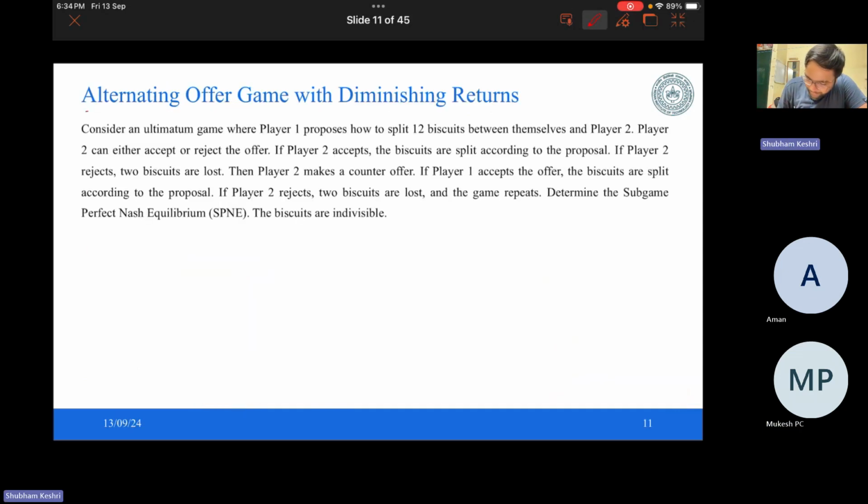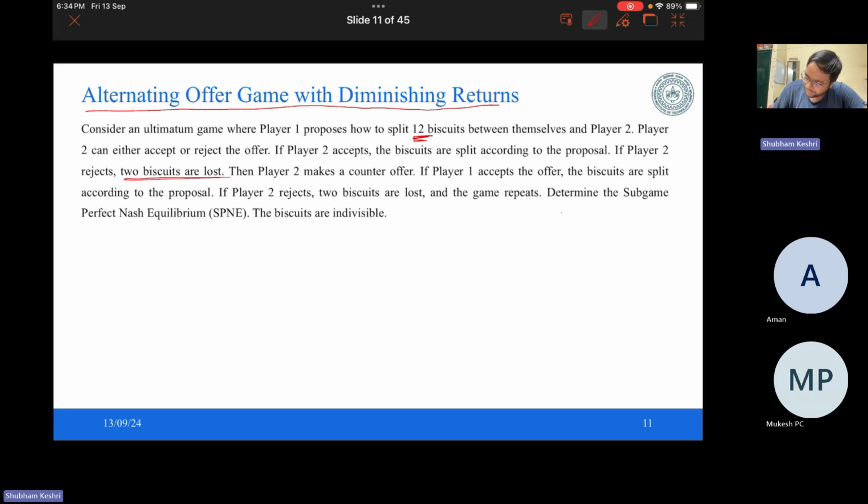So now we are playing the same game, but there is no end. What do I mean when there is no end? The biscuits are finite. So when the biscuit becomes 0, then the game ends. The number of stages will be determined by the number of biscuits left at the end of the stage, and the last stage will be when there are only 2 biscuits. If whichever player's turn it is rejects, then 2 biscuits will be lost. Therefore, that will be the end of the game.